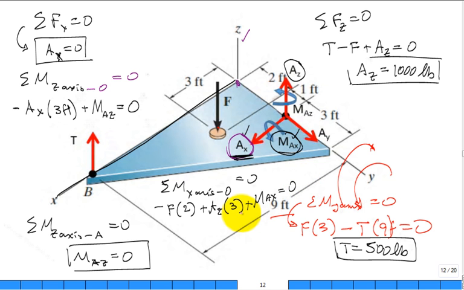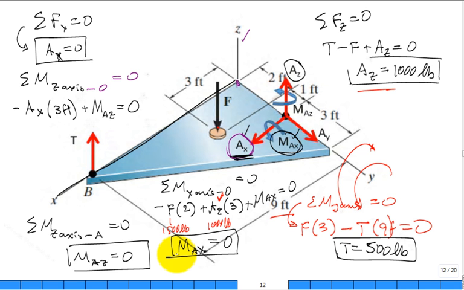So we previously solved for the AZ. That was 1,000 pounds right up here. And we know what our load is, F, 1,500 pounds. The only unknown in this equation is the moment at the point A about the x-axis going through point A. And we solve that one, and we find that it's equal to 0. True?